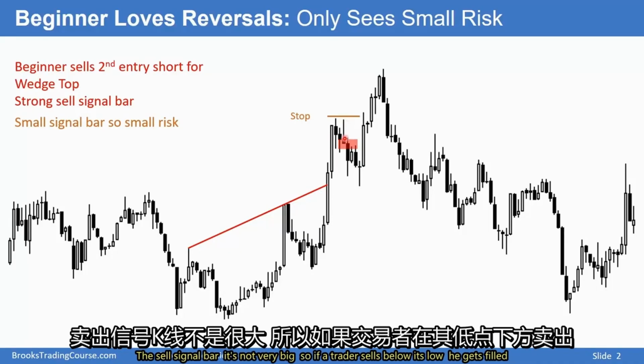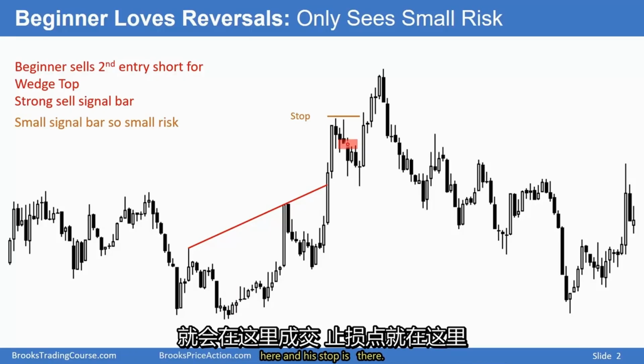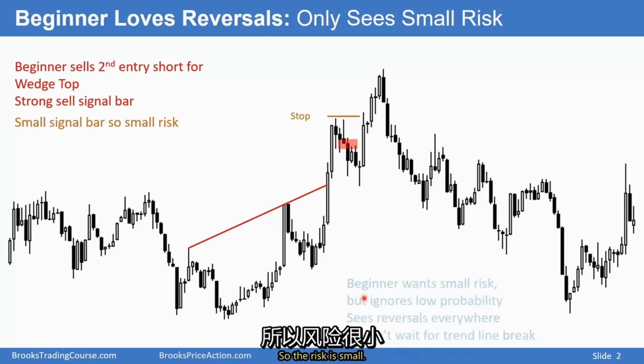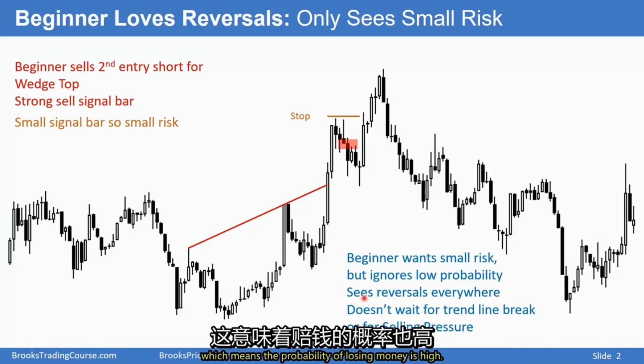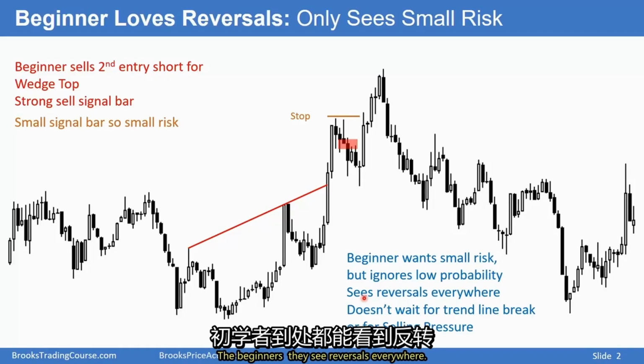The sell signal bar, it's not very big, so if a trader sells below its low, he gets filled right here and his stop is right there, so the risk is small. However, whenever your risk is small, the probability of making money is usually small, which means the probability of losing money is high. The beginners, they see reversals everywhere.